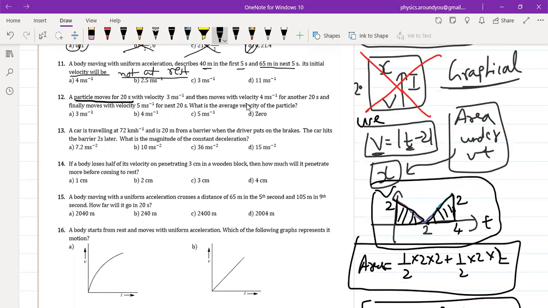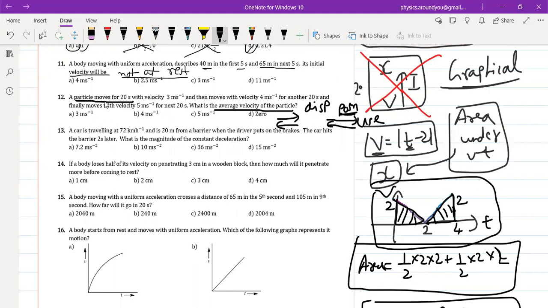Okay. What is the average velocity of the particle? Whenever average velocity comes, you need to be cautious because velocity depends on displacement, not distance. And displacement depends on position. Position can either be completely forward, completely backward, or a mixture of going forward and coming backward. You need to search the questions for these words.